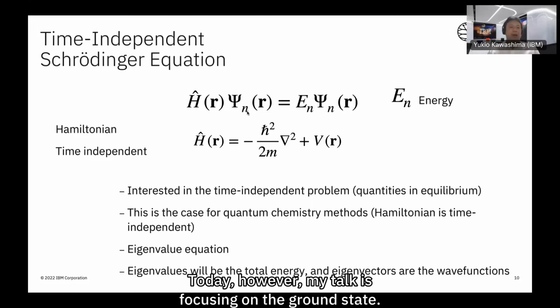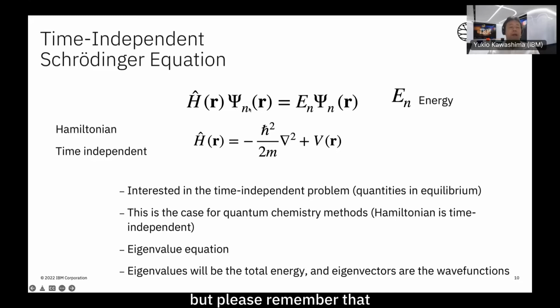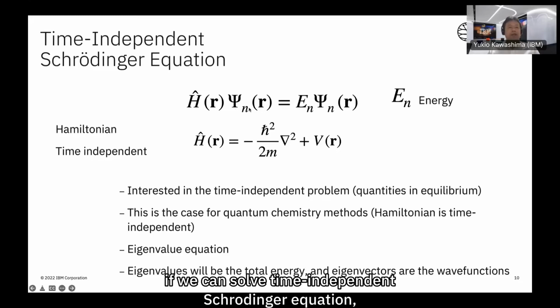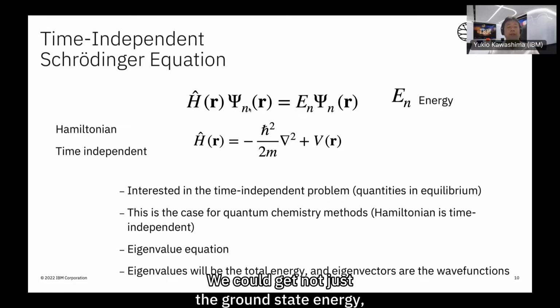Today, however, my talk is focusing on the ground state. So in most of the equations, these n are dropped off. But please remember that if we can solve time-independent Schrodinger equation, we could get multiple roots. We could get not just the ground state energy, but we could also get the excited state energy as well.